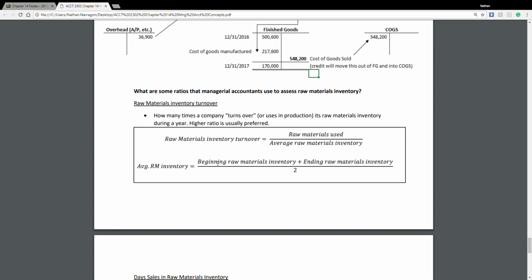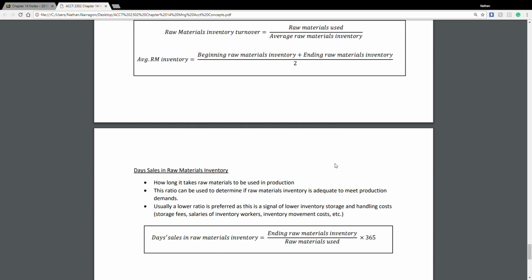So for us, the inventory turnover is raw materials used divided by average raw materials inventory. The best way to get average raw materials inventory is take your beginning raw materials, add your ending, divide by 2. Boom. There we go. And then that will give us our turnover rate.